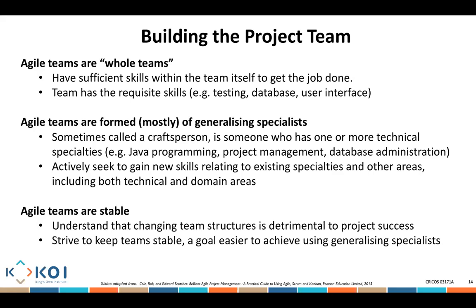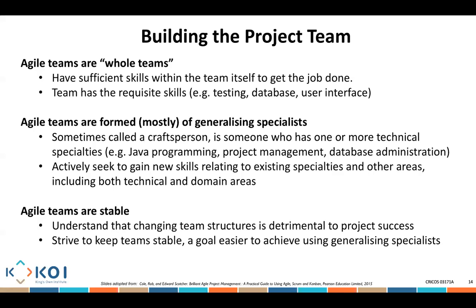Agile teams are formed mostly of generalizing specialists. They are craft people. They are people with specific technical expertise that you will need to get the job done. Java programming, project management, database admin. These are people with certain skills that will help you ensure the job gets done. Have a team that is stable.